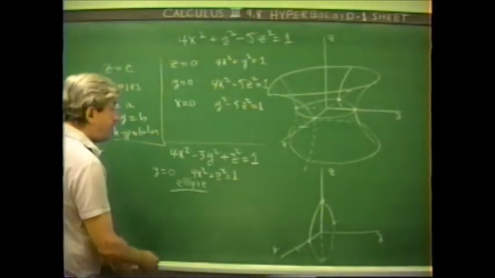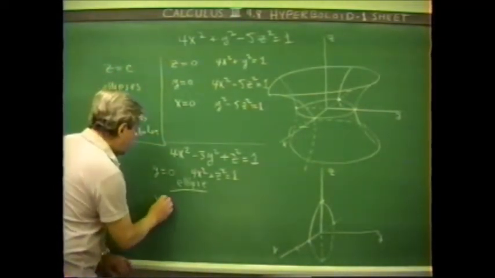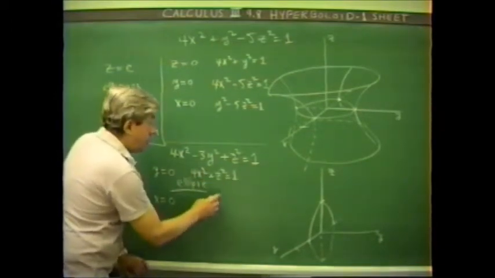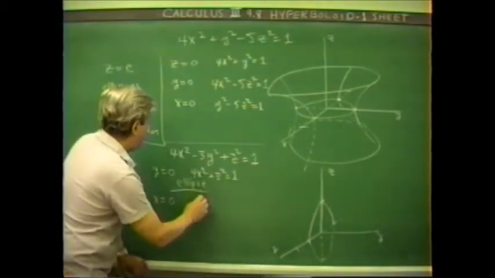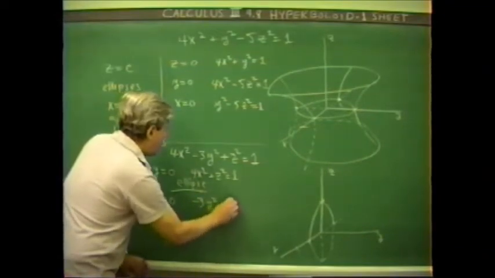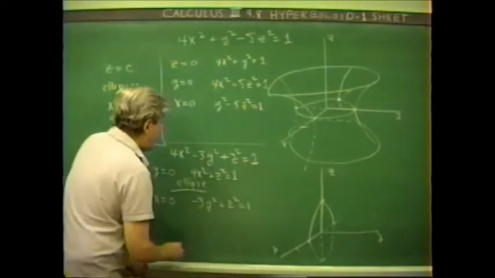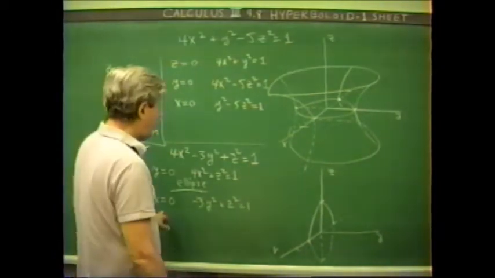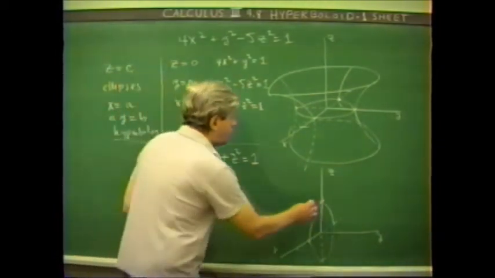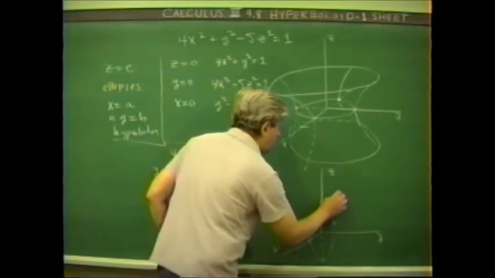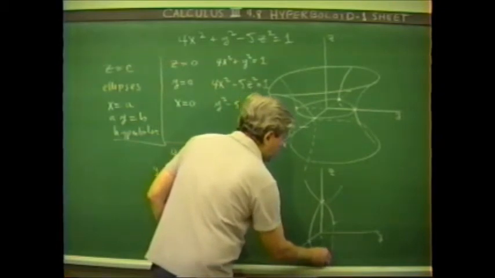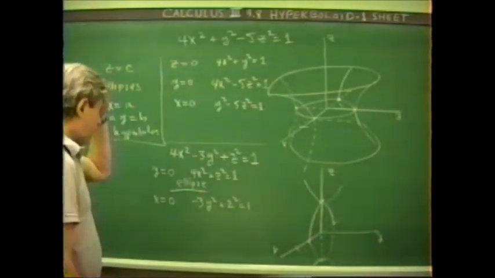Right. When x is equal to 0, the equation becomes minus 3y squared plus z squared is equal to 1. This is a hyperbola. In the yz plane, we've got these 2 points already graphed, and so we can graph this like so. And down here in the yz plane.